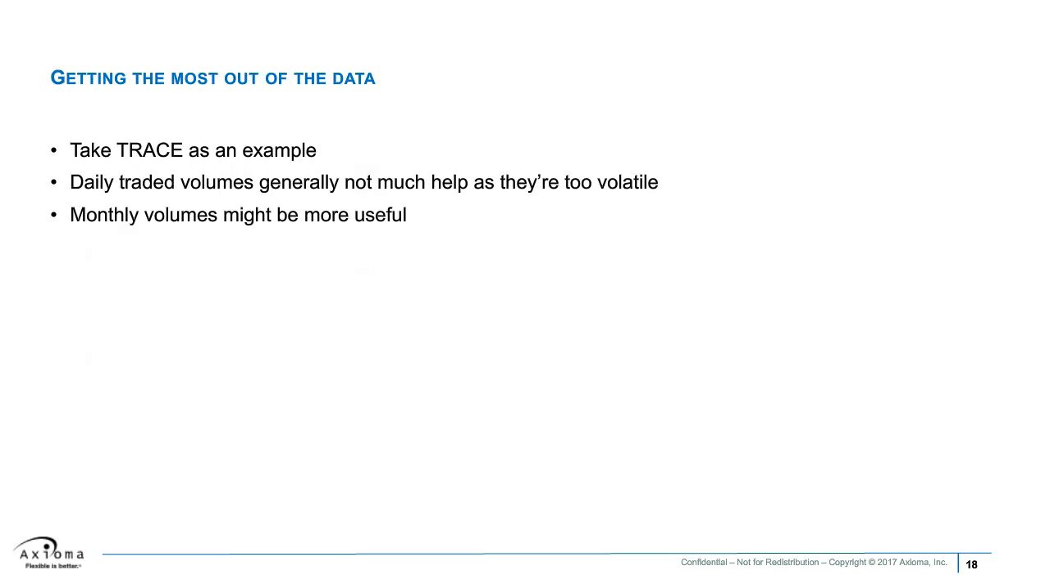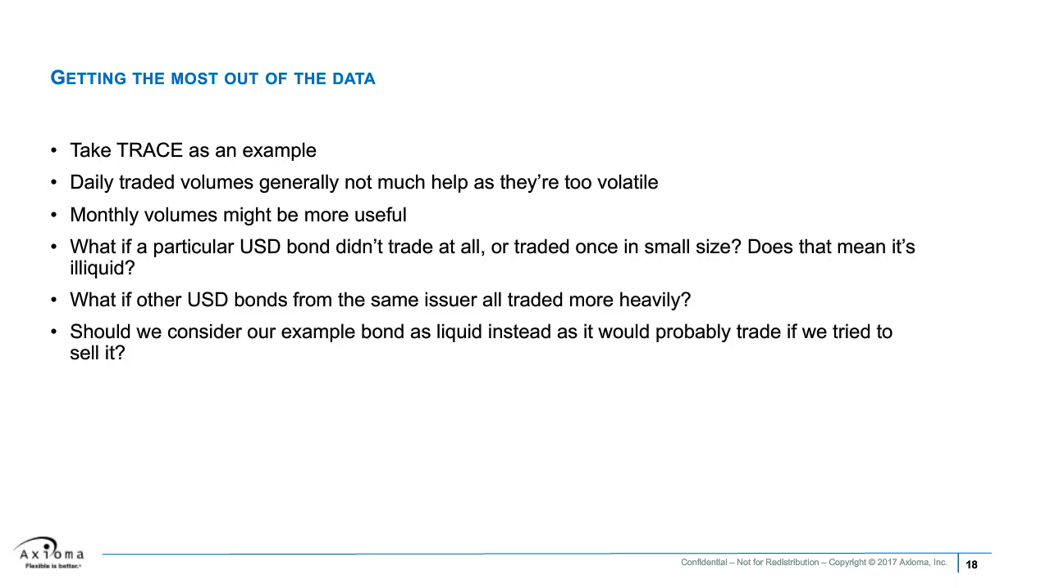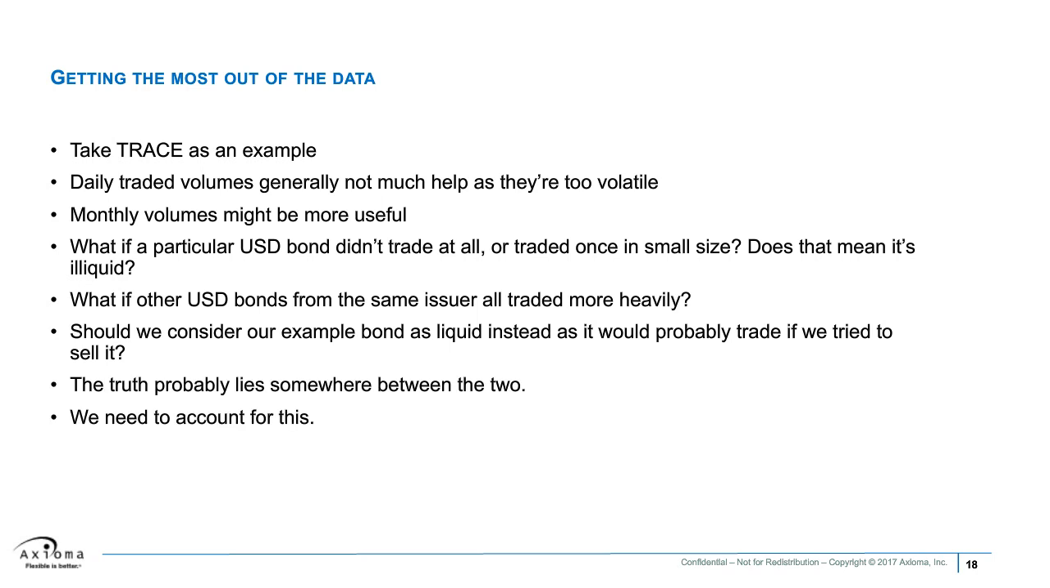Now, we also said you need to get the most out of the data that you do have, and here I'd like to take TRACE as an example. TRACE provides daily traded volumes, but in terms of coming up with a liquidity score, they're often not much help as they're too volatile. Monthly volumes may well actually be more useful. So what if a particular dollar bond didn't trade at all, or traded once in small size? Does that mean it's illiquid? And what if other dollar bonds from the same issuer are all traded more heavily? Should we consider our example bond as liquid instead, as it would probably trade if we tried to sell it? The truth probably lies somewhere between the two, and we need to account for this.